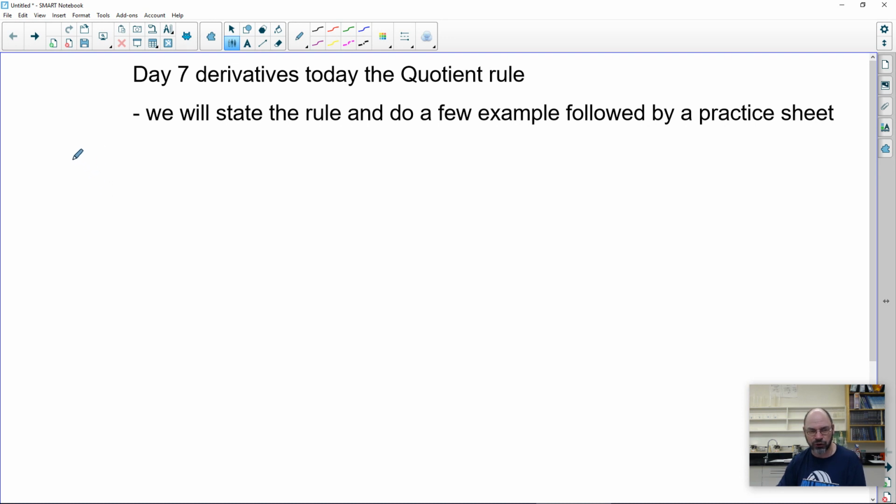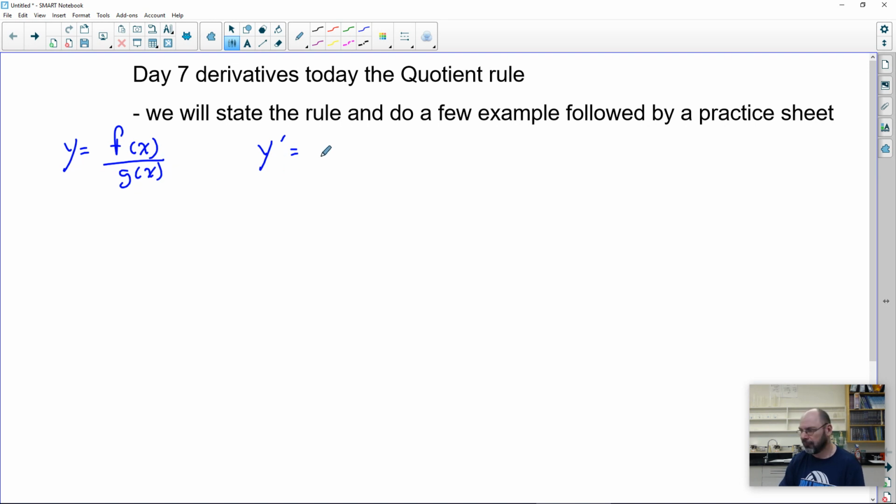So if we're dealing with the quotient rule, we're dealing with a function y that has 2 functions, f of x divided by g of x. There's a way to derive the quotient rule from the product rule, but derivation of the rule isn't really an area that we're interested in at high school level. At this point, we're just interested in using the quotient rule to find derivatives and find tangent lines and slopes and things like that.